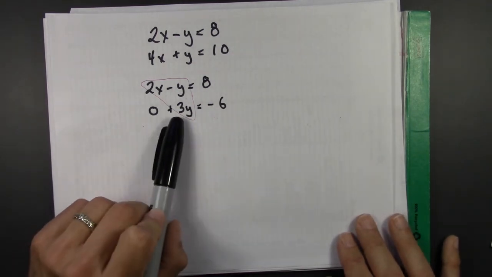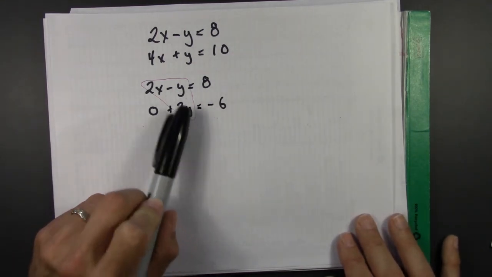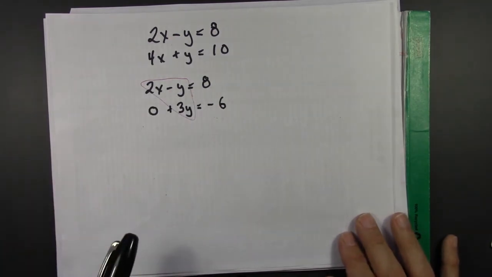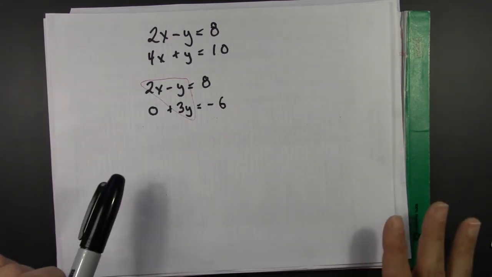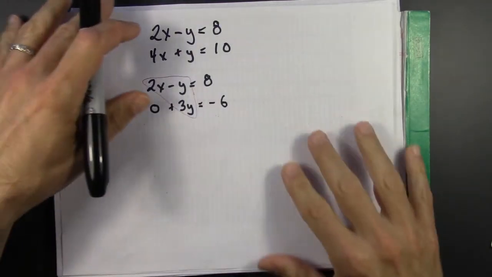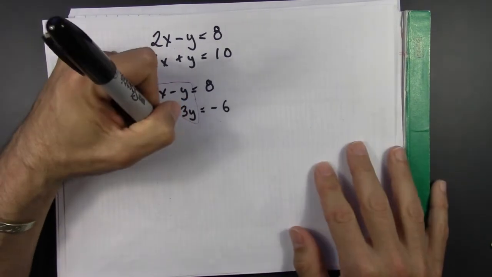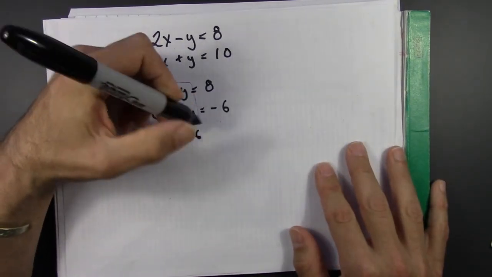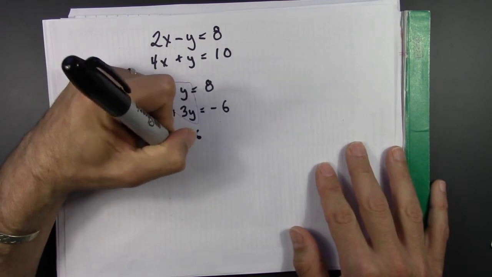We start with the bottom equation, we solve for y, and then we plug back into the top equation, and we can solve for x. So this process is called back substitution. So let's do it. 3y equals minus 6. That tells me that y better be minus 2.